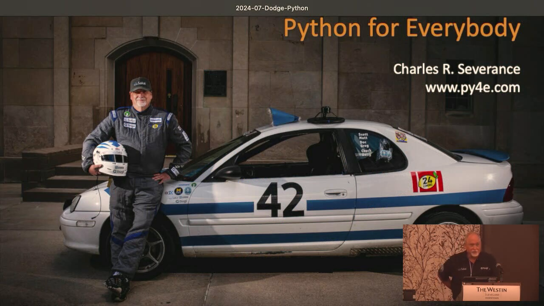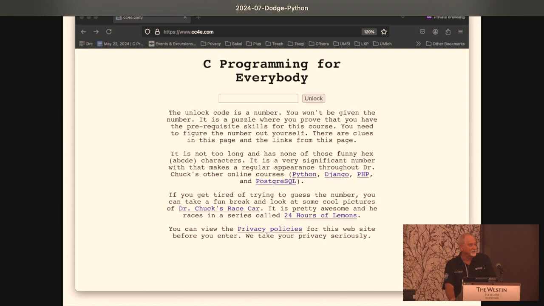And so that's why I receive in most of my talks. You see this little video, but this is the music thing. And the number of my race car is also the unlock code for my current C course, C programming for 42 is my car number.